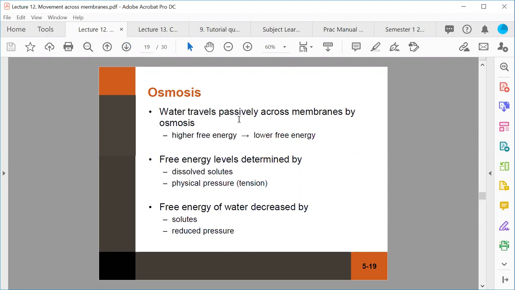Water travels passively across membranes. Water molecules somehow can move directly through membranes, which is quite unusual because they're very polar molecules, but they can move across membranes, and they do so by osmosis. Water molecules will move from a region of high free energy to a region of lower free energy. Let's look at what that all means.